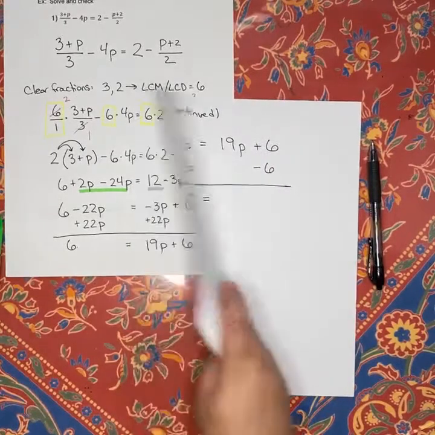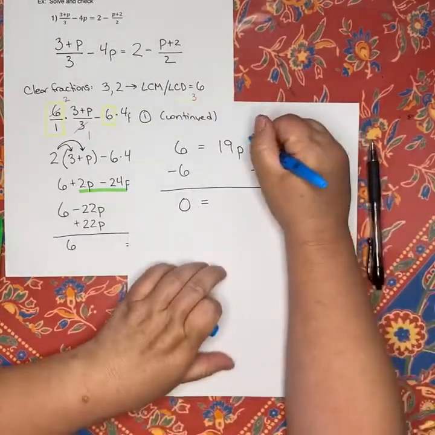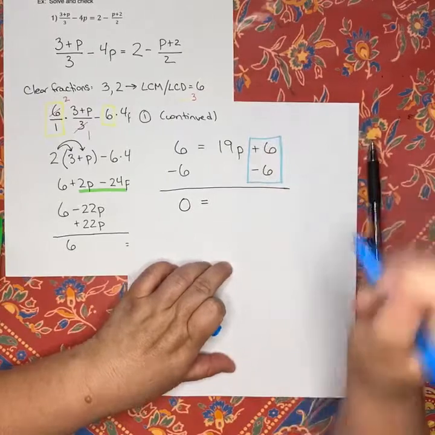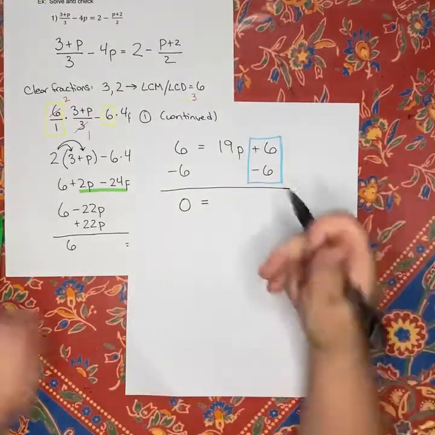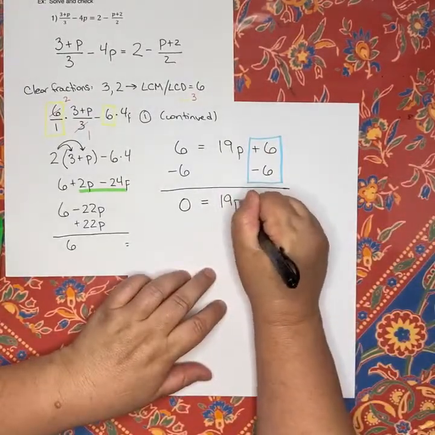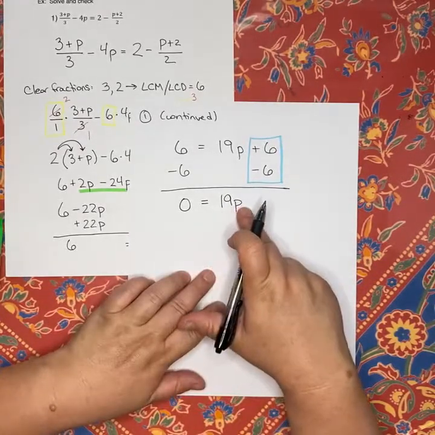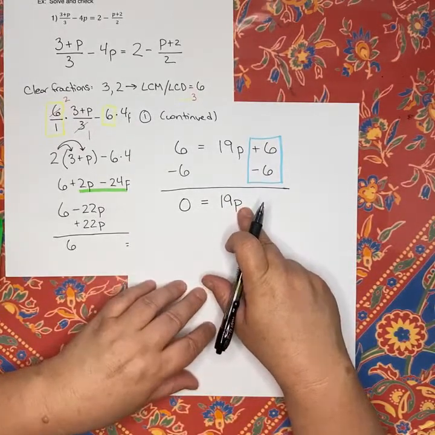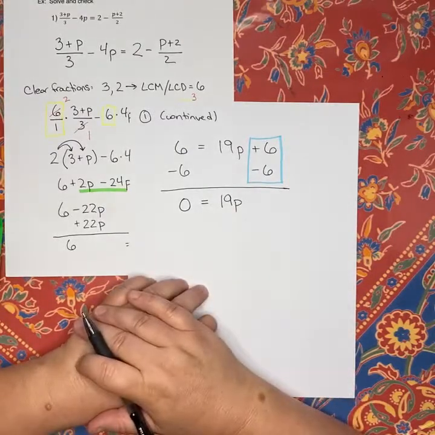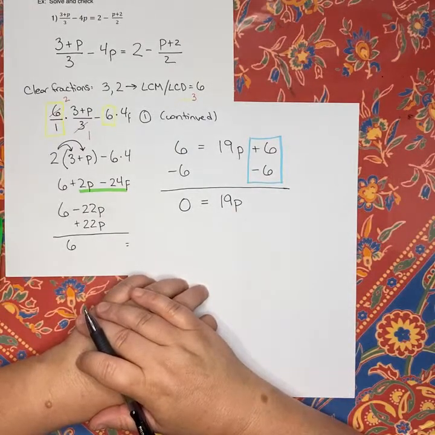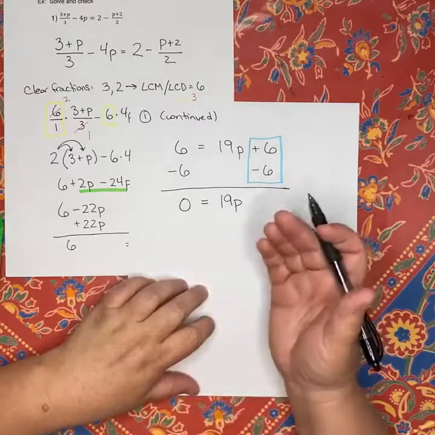Let's see, what color have I not used yet? I haven't used blue in this problem yet. Those 2 cancel out, so all I have is 19p. Okay, don't panic. 19 times some secret number is 0. Well, the only number that works like that is 0, so p is 0. But how do we prove that?